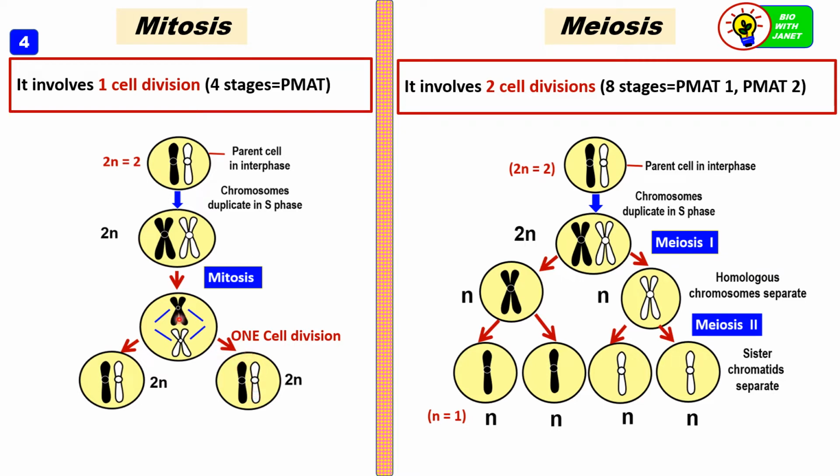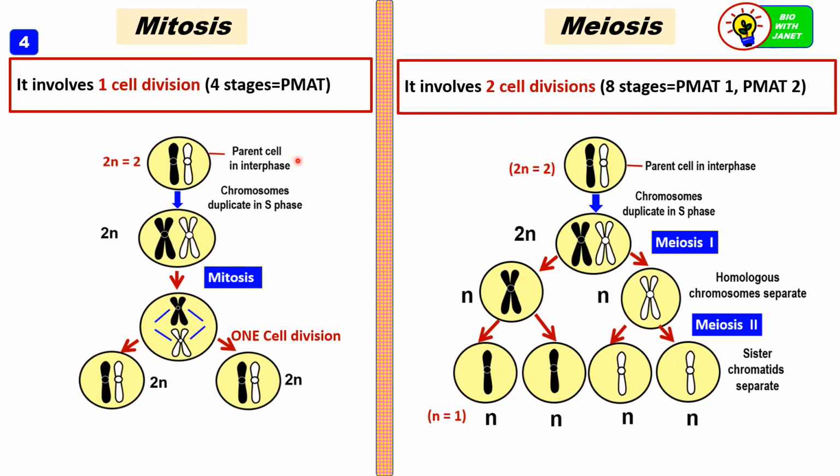It could run almost at the same time as the process of mitosis, right? But for meiosis, it involves 2 cell divisions because you have meiosis 1, where one cell divides into 2, and then there's meiosis 2, where each cell divides again into 2 cells. So in the end, there are 4 daughter cells formed, all right? So meiosis has 8 stages, PMAT 1 and PMAT 2. But I think you don't have to write this down. In the exam, you just write that mitosis involves 1 cell division, whereas meiosis involves 2 cell divisions. A very easy difference to give, right?